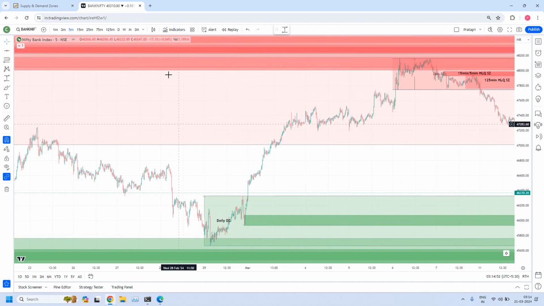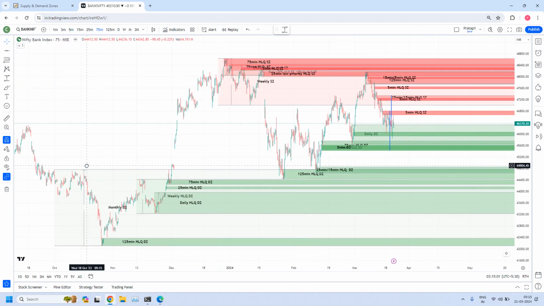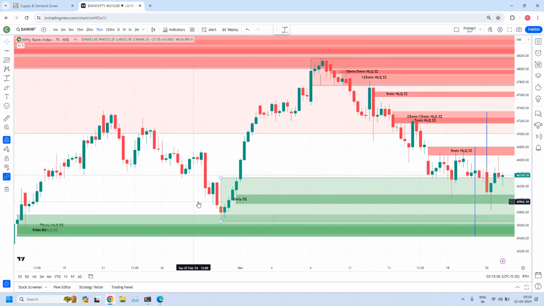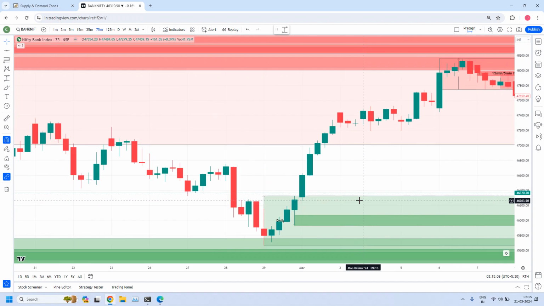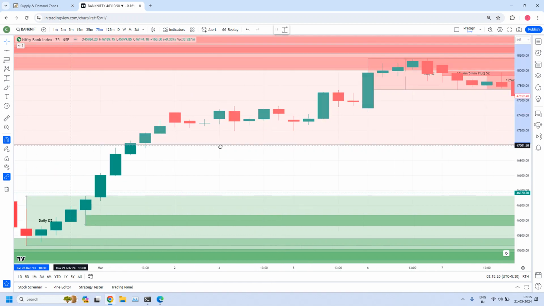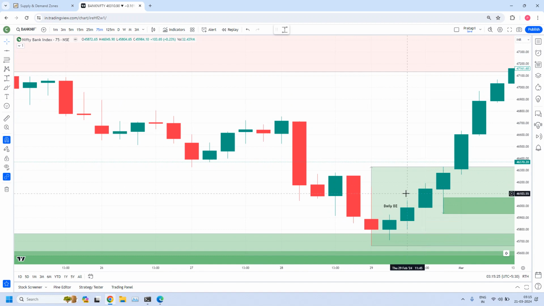Okay, how do we do that? First we will go to this. Anyway, this is the daily zone. Inside we should identify 75 minutes. So let me go to the 75 minutes time frame. In this daily demand zone, is there any 75 minute zone? Yes, we have an ERC candle as a leg candle. After that we have a base candle.